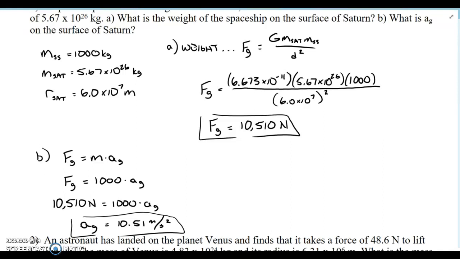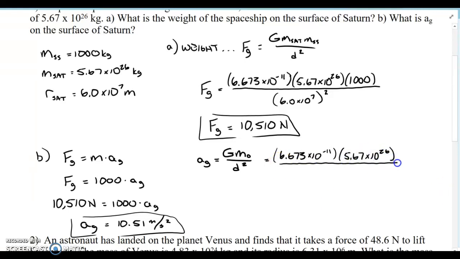Now, the other way you can do it is to use our field strength formula, which is to say that Ag is just big G, the mass of the object creating the field, which would be Saturn, over the distance to the center of that object. So that would be big G, 6.673 times 10 to the negative 11, times the mass of Saturn, 5.67 times 10 to the 26. That's the object creating the field. And the distance to the center of that object is 6.0 times 10 to the 7, and that would be squared.